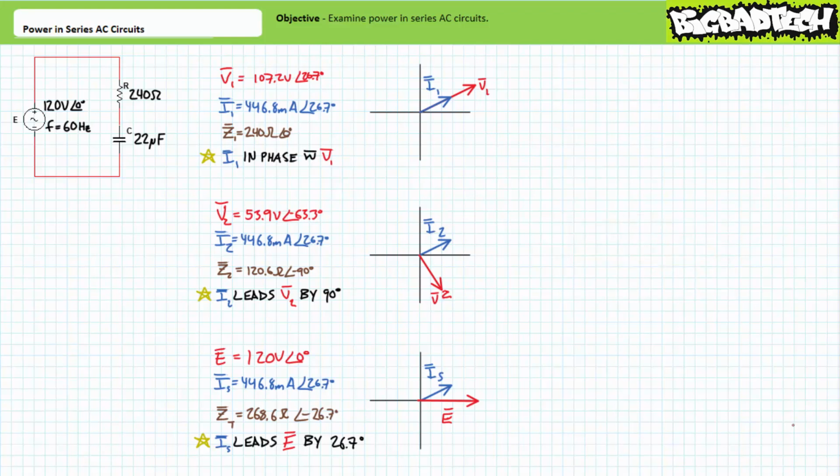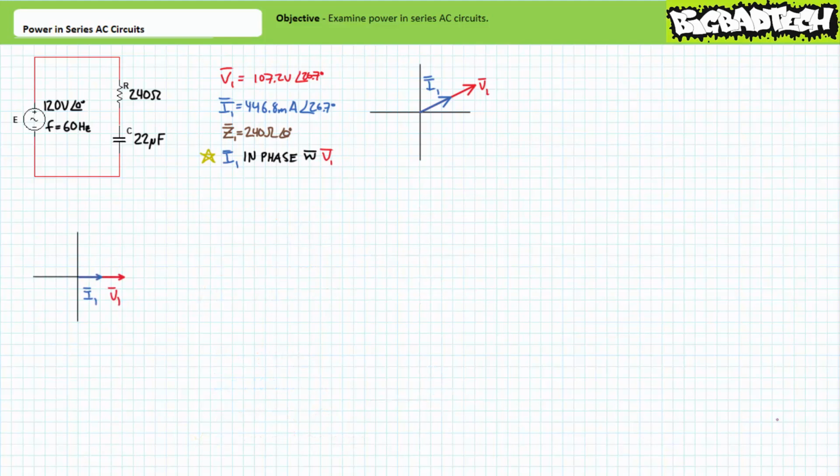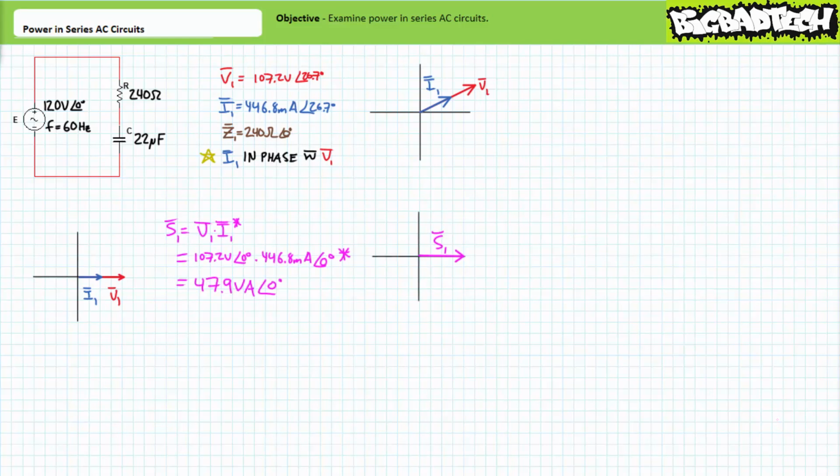Let's examine each individual element in turn and then take a look at the whole circuit. It can be said current through element 1 is in phase with the voltage across it, and there exists a relative phase shift of 0 degrees between voltage and current. Apparent power is the complex conjugate of voltage times current. Substituting our given values, we arrive at an apparent power figure of 47.9 volt amperes at an angle of 0 degrees. Resolving this into its real and reactive components demonstrates this resistor is directing 47.9 watts towards real power and no VARs towards a reactive interchange.